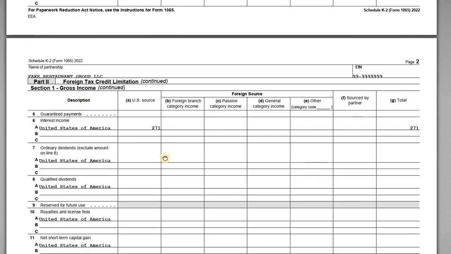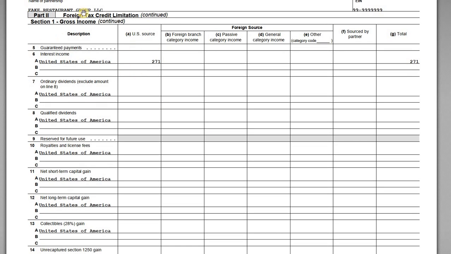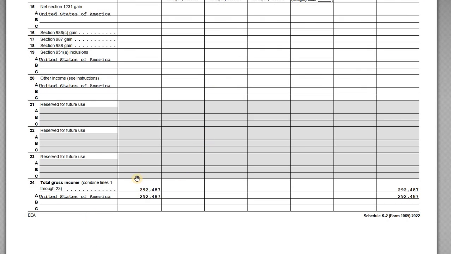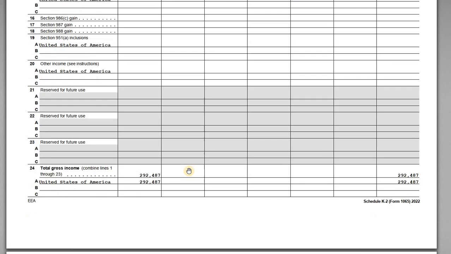And then if I scroll down here to part 2, section 1, I'm just on the second page. The amount of interest income that was paid into the company during the year that's being allocated, again, all U.S. source interest, right? So this would certainly be relevant if we had interest coming from foreign sources. We would want to have it separately categorized as such. But again, this is just U.S. bank interest, so we have $271. And then it does a nice total for us at the bottom, a total gross income, $292,487.